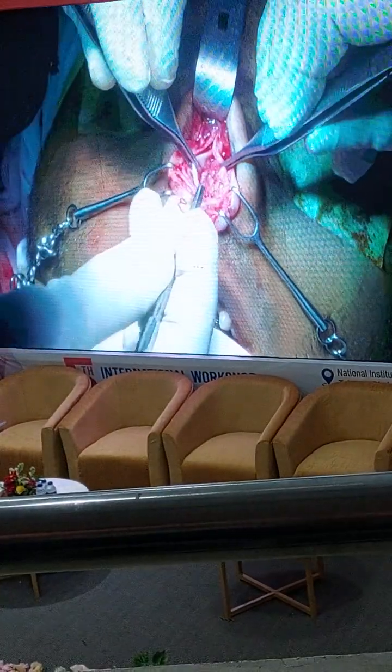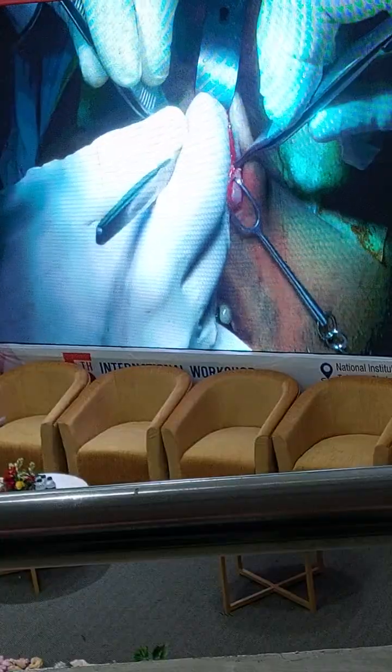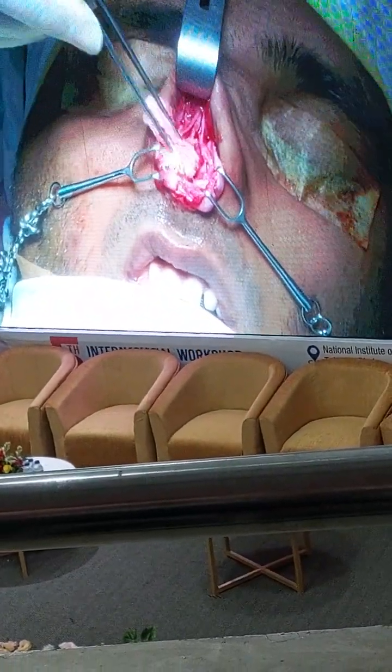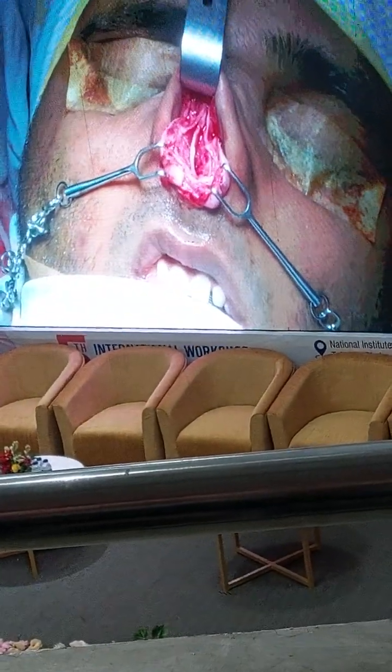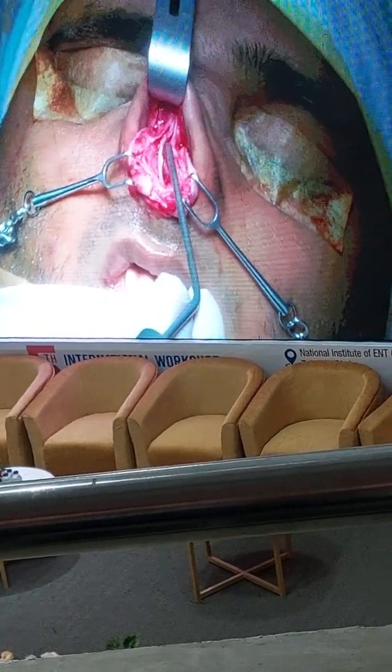Now on this side. Yes. Now we have good exposure. Yes. So now again the question: am I in the right plane of the dissection or not? So for getting the right plane, how will you check?